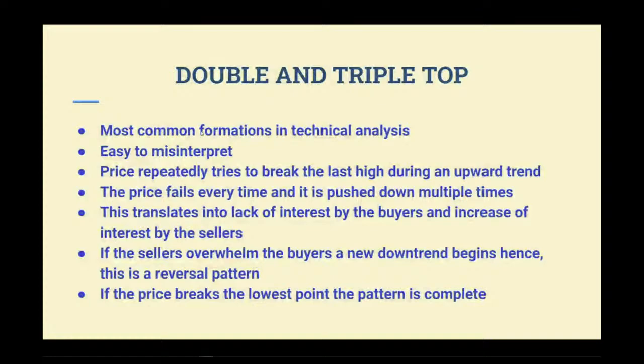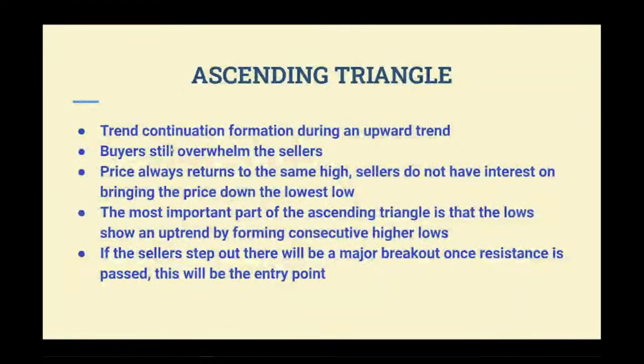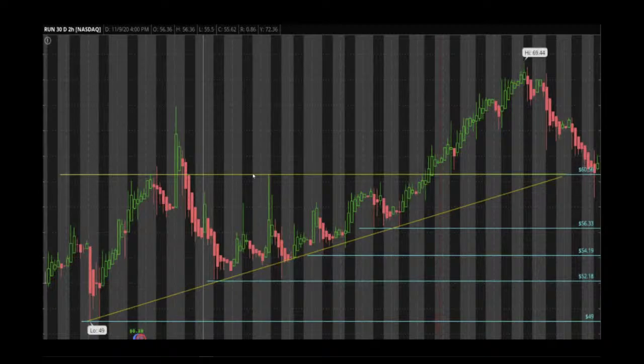Double and triple top. These are the most common formations in technical analysis. Oh, and you can also have a descending triangle. So everything that is here would be the opposite. So if I say price always returns to the same high, in this case it'll be the same low. And buyers do not have interest on bringing the price up to the highest high. So it's going to be the opposite, but towards the downside. That's your descending triangle. I think somebody posted one yesterday.